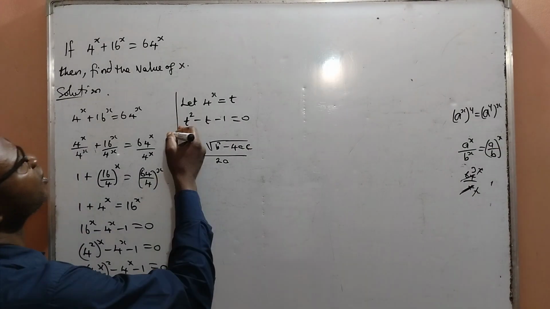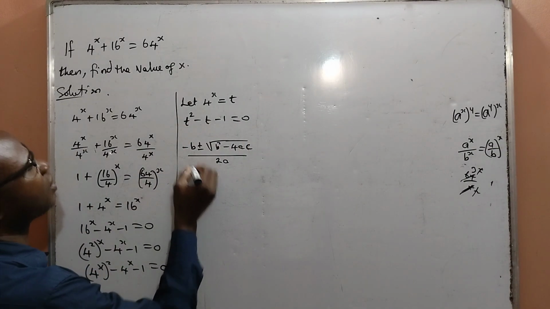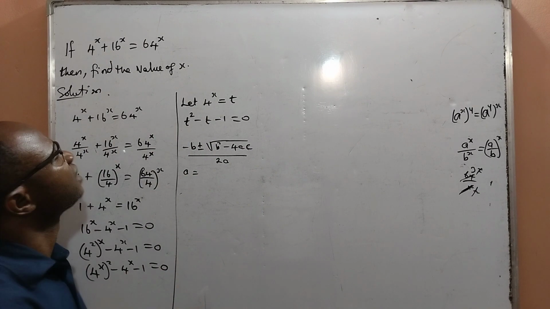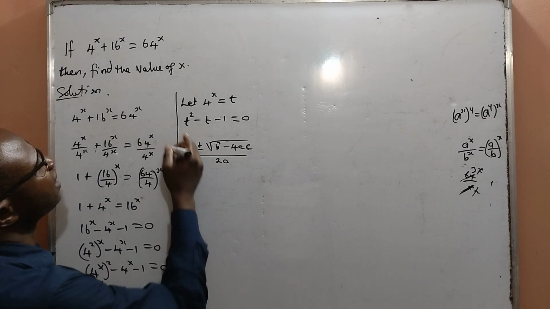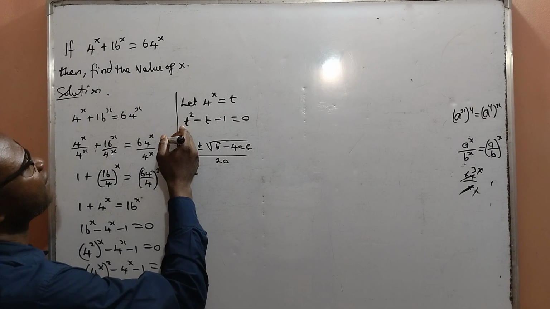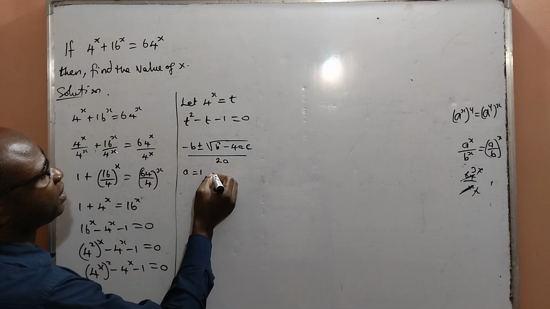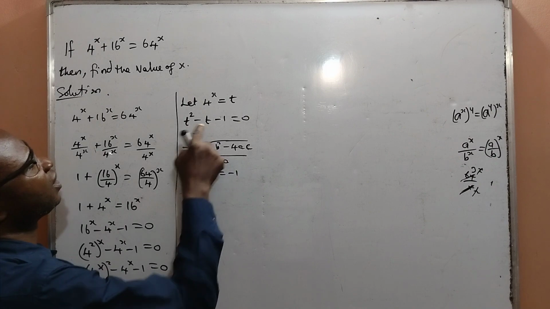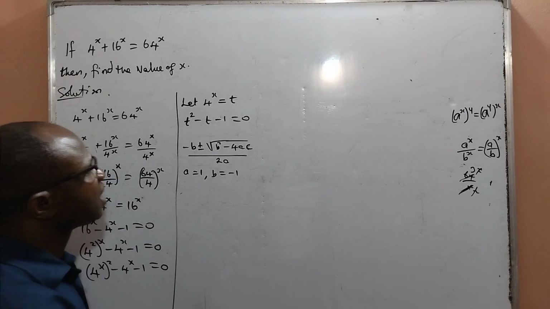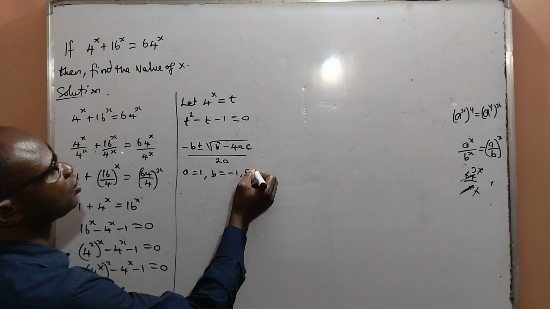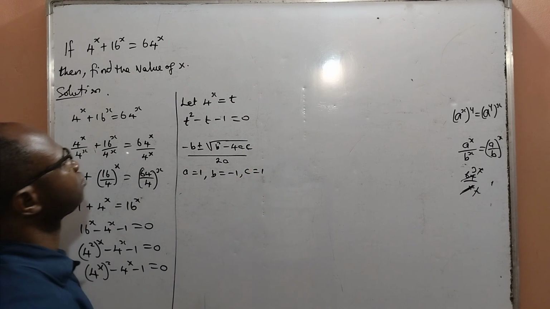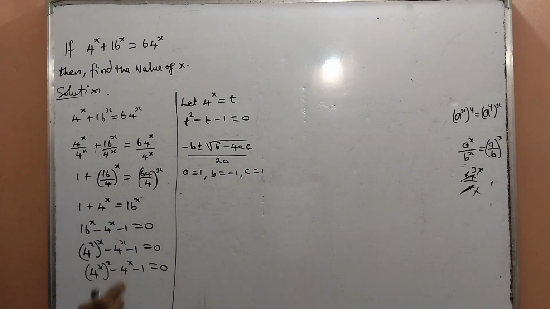And then, from here, a is equal to the leading coefficient. The leading coefficient, that is the coefficient of t squared, and that is 1. Then b is equal to negative 1, that is the coefficient of t. And then c is equal to also negative 1. Very good, because they are negative here, right?